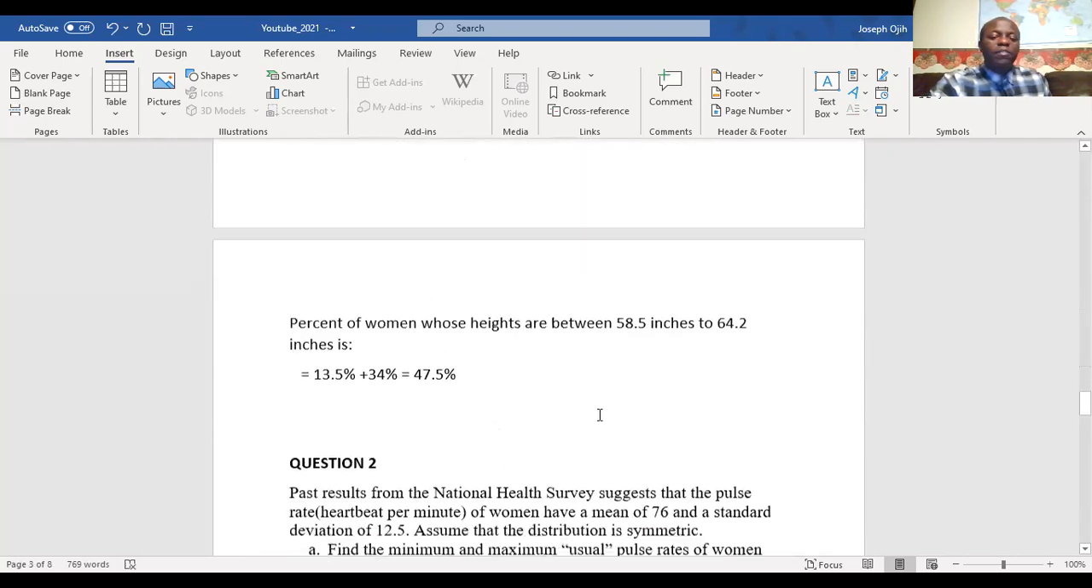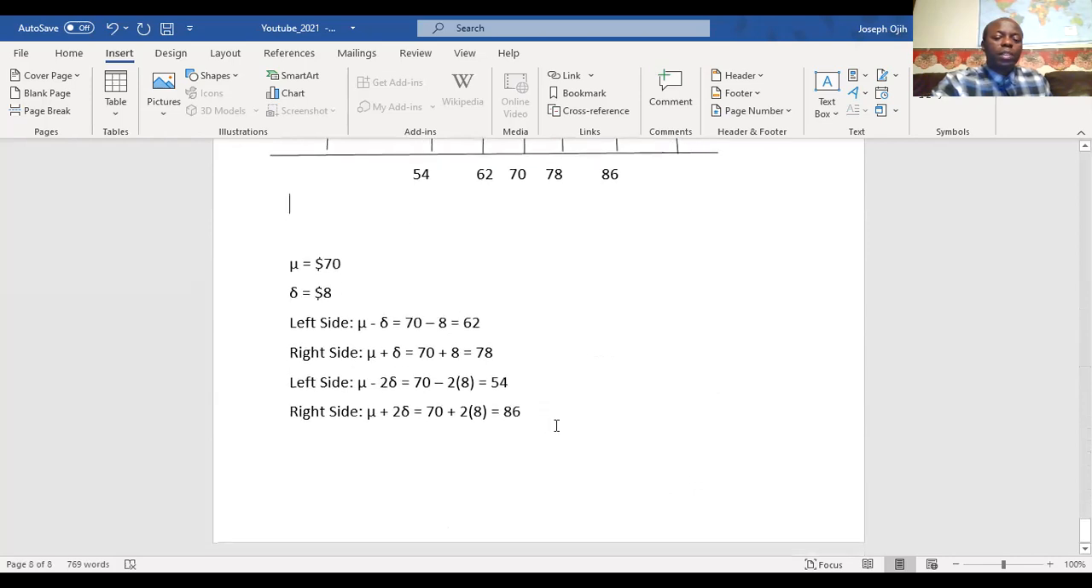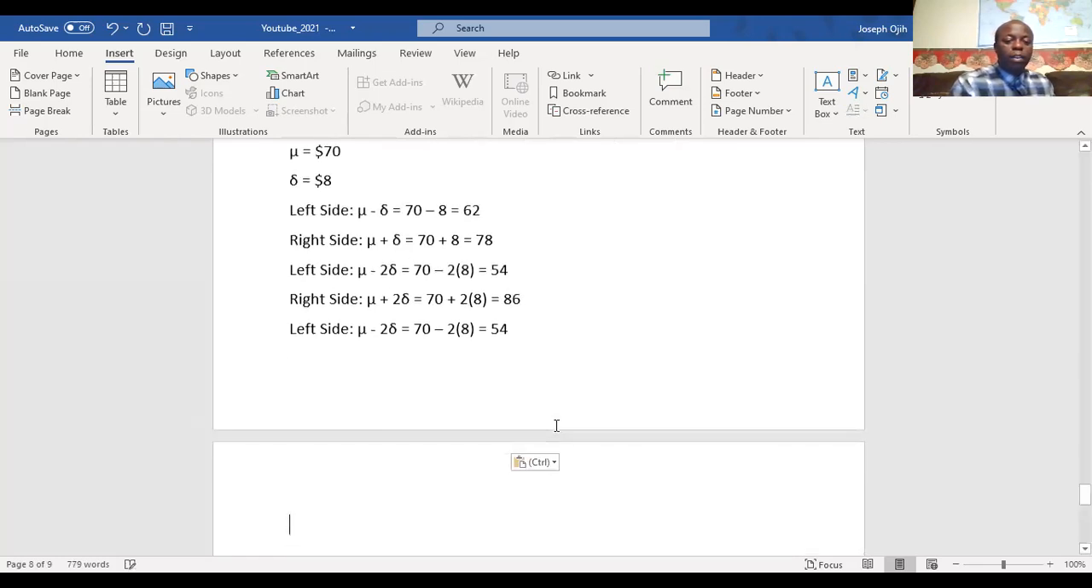So we'll have it in this form. We repeat the same thing and change this to 3 standard deviations. Left side, but instead of 2, we're gonna use 3 here. And then use 3 here.